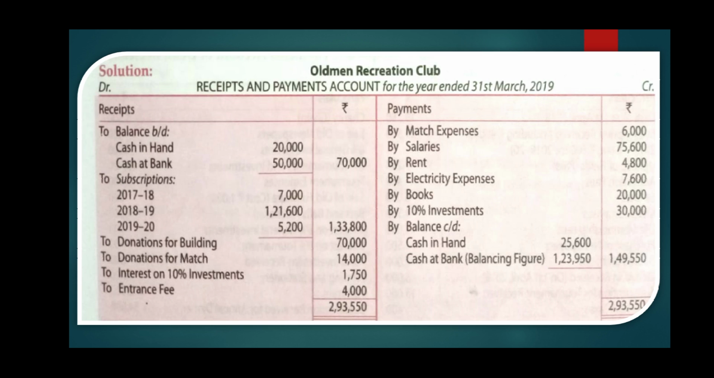And on the payment side, all types of expenses are written, that is match expenses, salaries, rent, electricity expenses, books purchased, investments purchased, and last is the closing balance of cash in hand and cash at bank. So this is the receipt and payment account, how it is prepared.